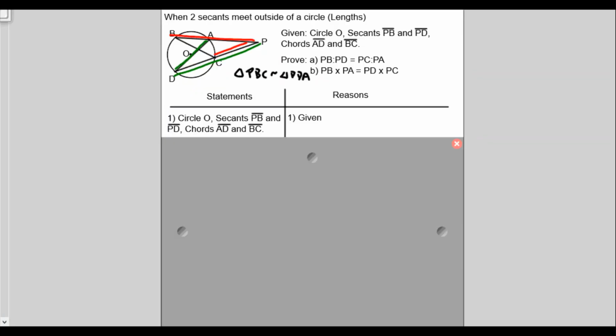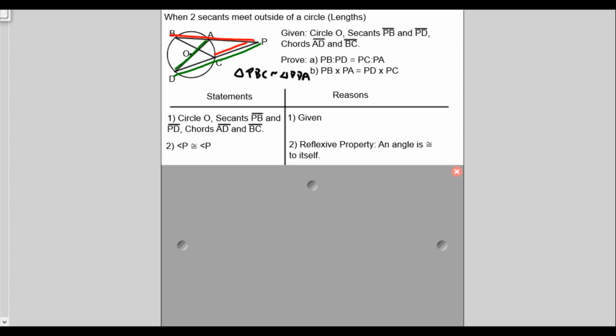All right, so our first step to prove those triangles similar, we're going to look at angle P congruent to angle P, reflexive property, or an angle is congruent to itself. And so here, we're going to show that this angle is congruent to itself. It makes sense because angle P is an angle of both triangles, PBC and PDA.